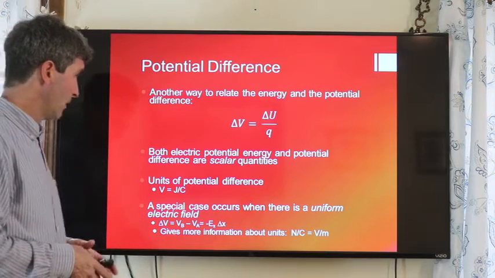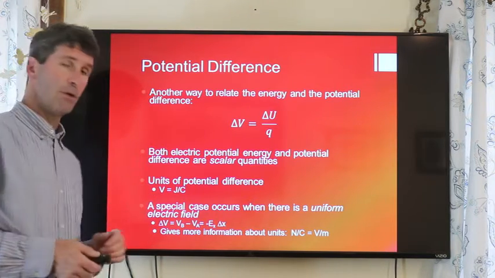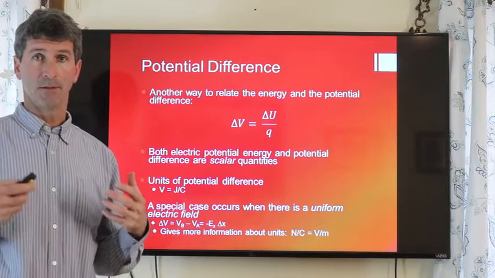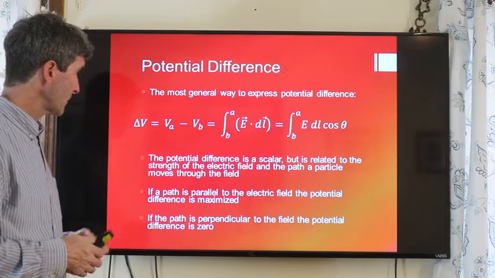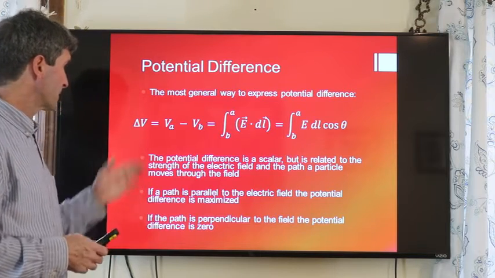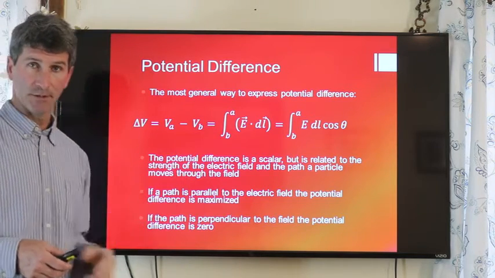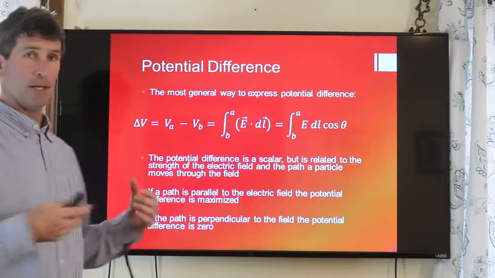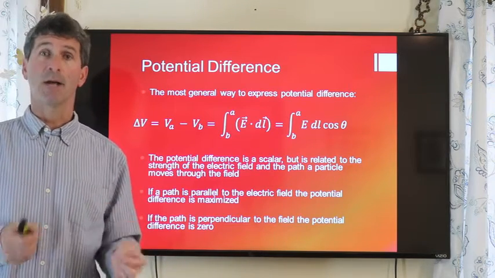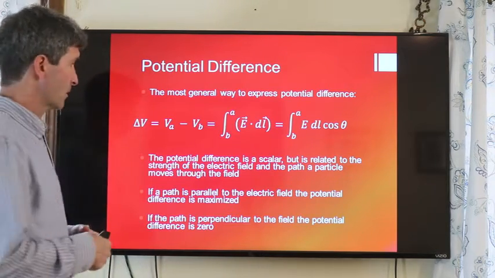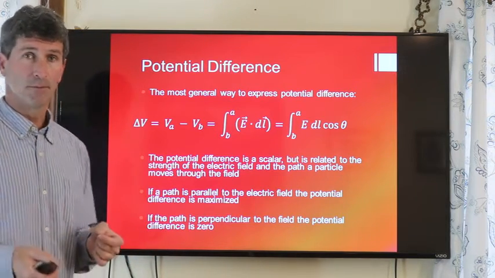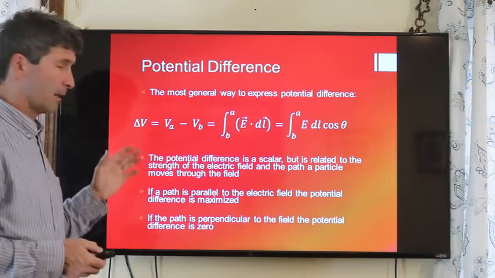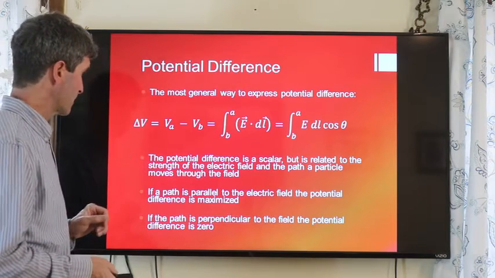So anytime we have a potential difference, we usually refer to that in terms of volts. Volts are joules per coulomb. Now, the potential difference between 2 points could be the potential difference between the positive and negative terminal on a battery, or the potential difference between the hot and the neutral in AC, alternating current electricity.